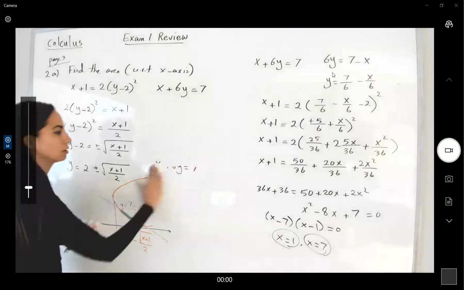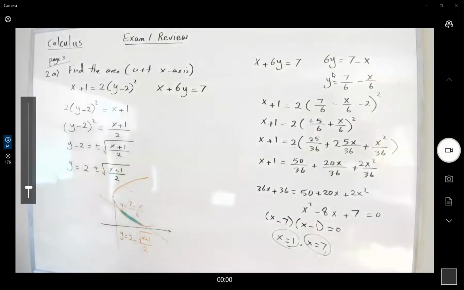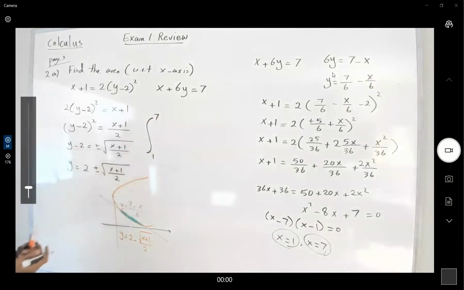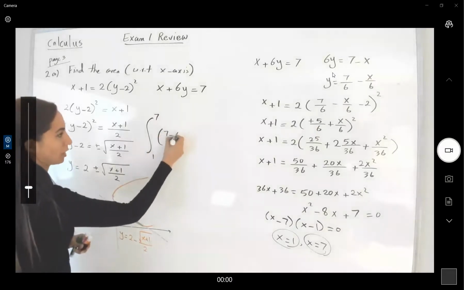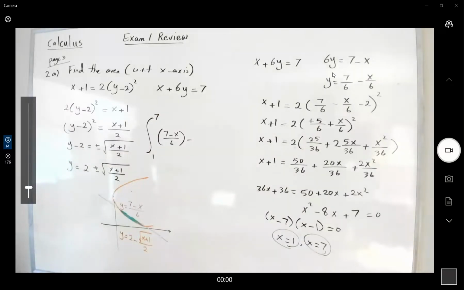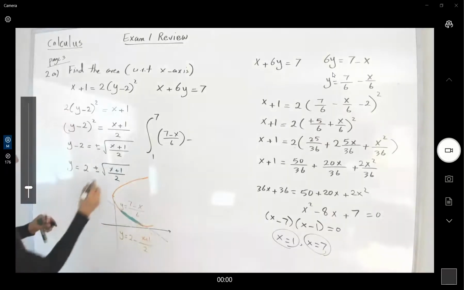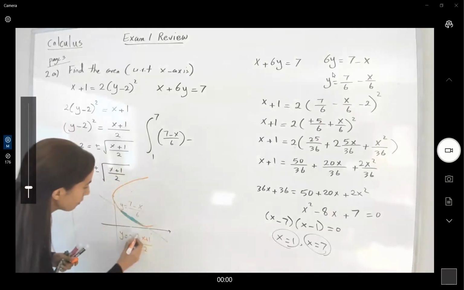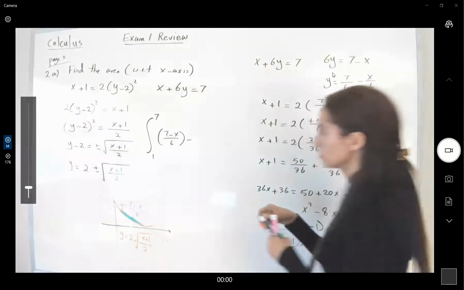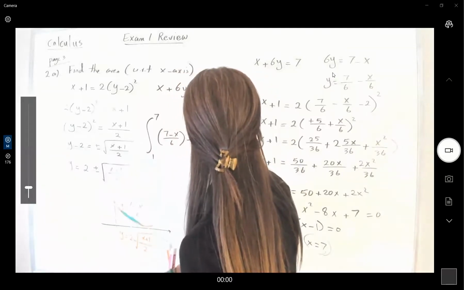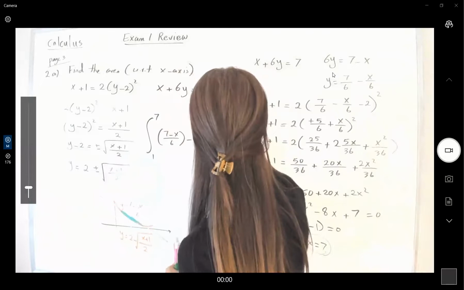Now you can just set up your integral. Your integral is going to be from 1 to 7 of the top function, 7 minus x divided by 6, minus the lower y, which is 2 minus the square root of (x plus 1) divided by 2, inside the radical, dx.